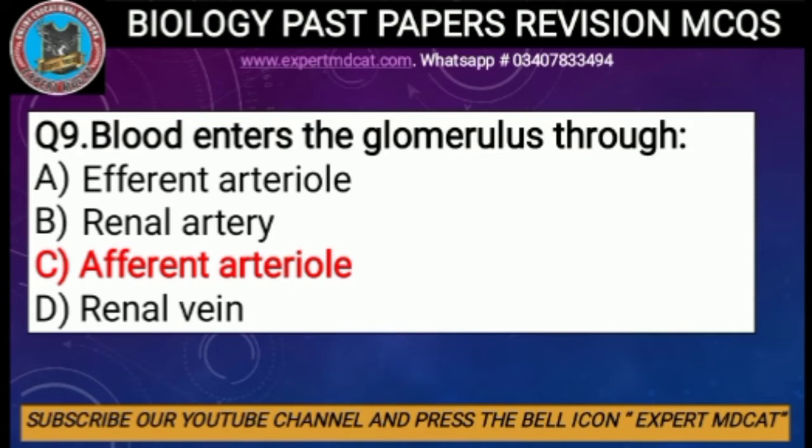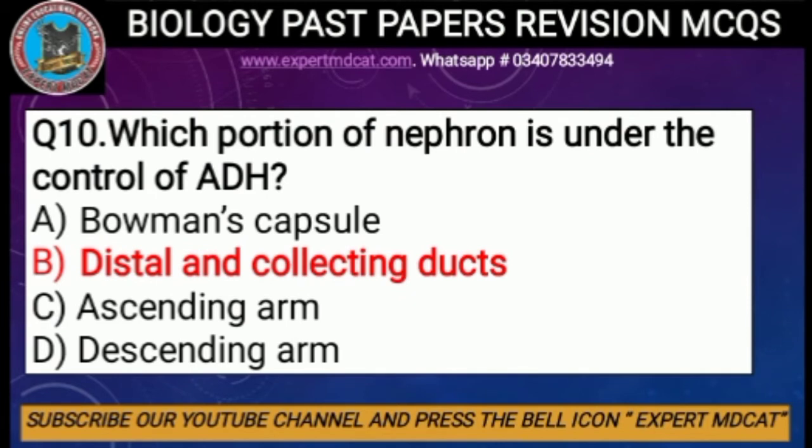So the next question is: which portion of the nephron is under the control of ADH? Options are Bowman's capsule, option B is distal and collecting ducts, option C is ascending arm, option D is descending arm. So the correct option is B, distal and collecting ducts. ADH, that is antidiuretic hormone, controls the distal and collecting duct.